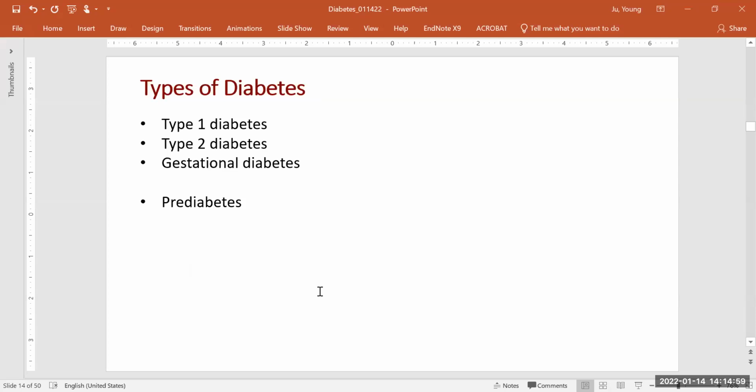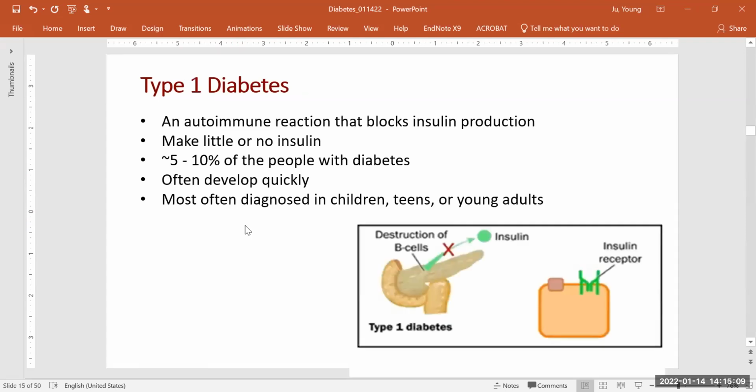There are different types of diabetes: type 1, type 2, gestational diabetes, and also the prediabetes condition. So let's look into each type.